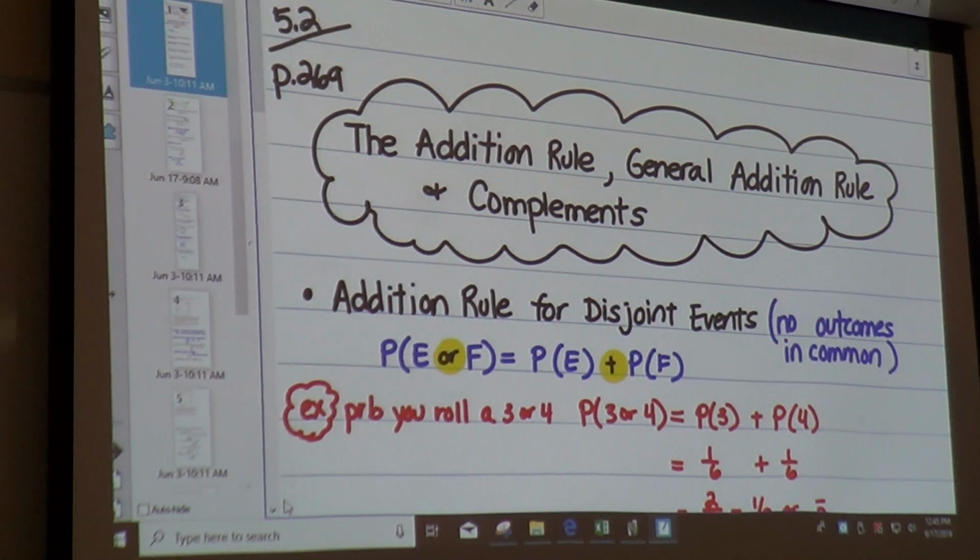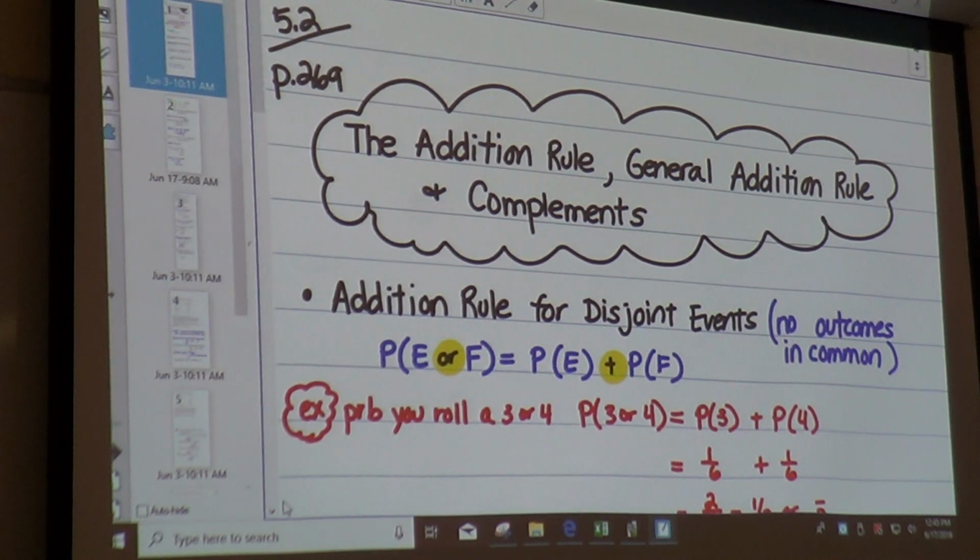The good news is we have some formulas on our formula sheet, so don't feel like you have to memorize these. I'm going to pull up on your formula sheet what they look like. We're going to talk about the addition rule, the general addition rule, and complements. Not like I'm telling you that you look beautiful today. It's going to be a different kind of complement.